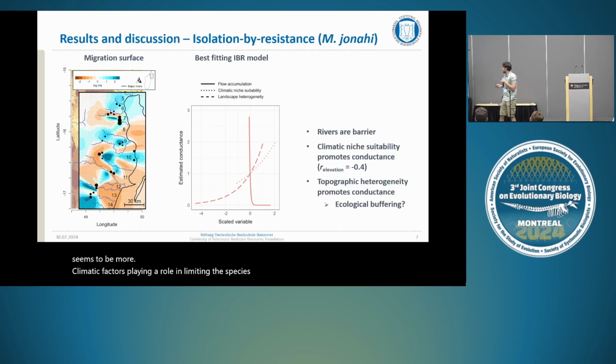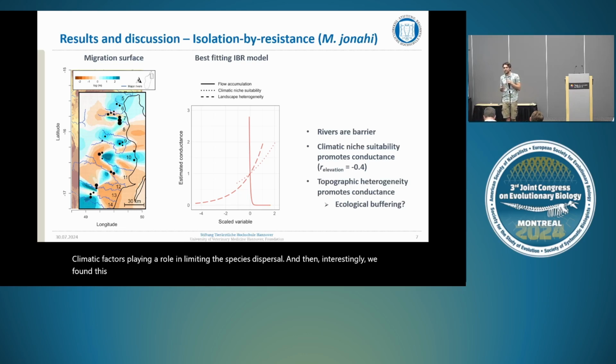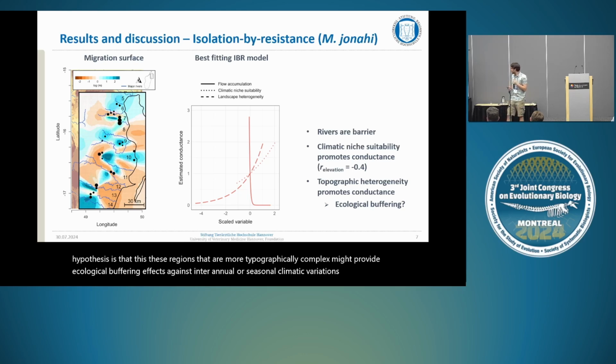And then interestingly, we found topographic heterogeneity promoting conductance, and our current hypothesis is that these regions that are more topographically complex might provide ecological buffering effects against interannual or seasonal climatic variations, because maybe they are more prone to retaining humidity and providing more stable environmental conditions.